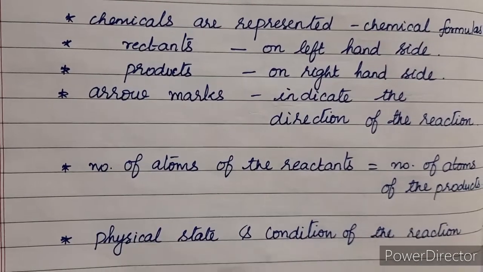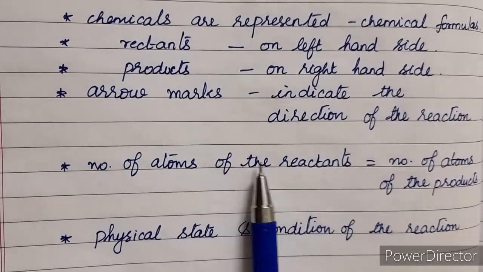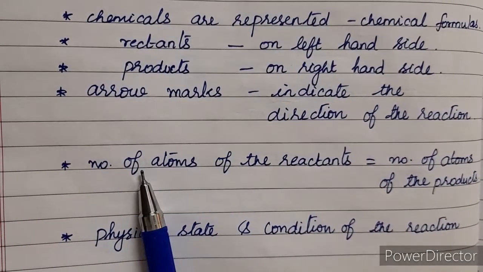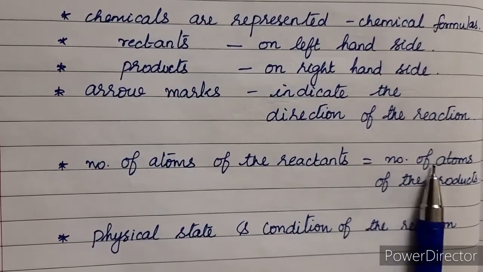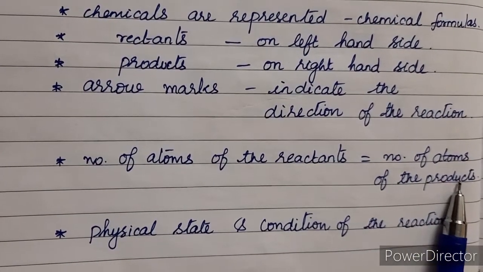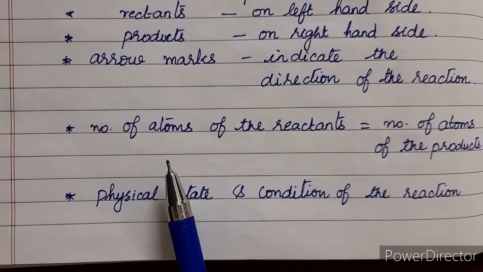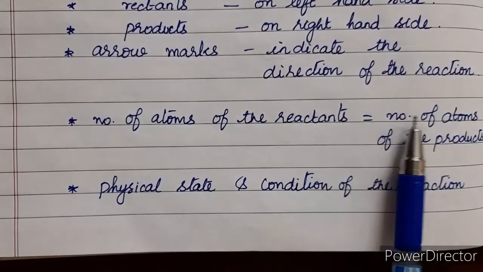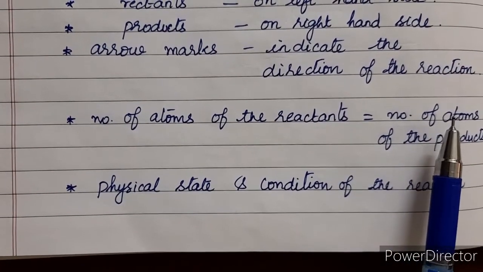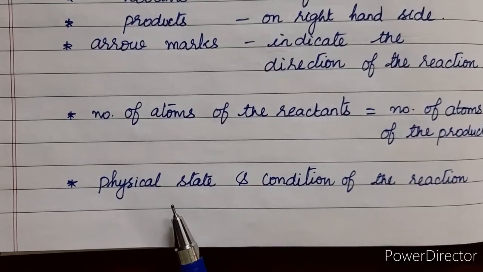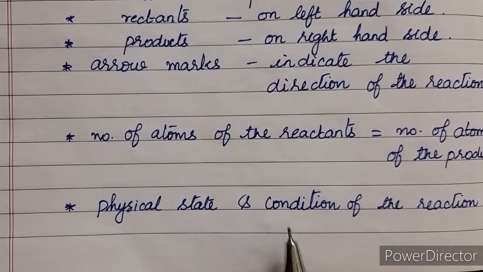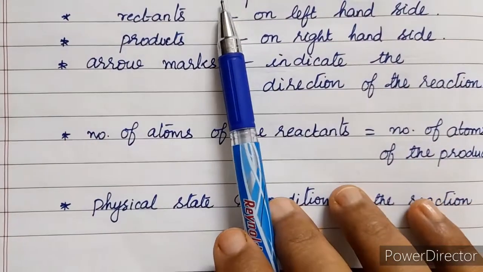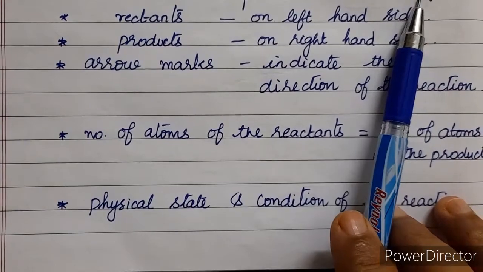Now in a chemical reaction, the number of atoms of the reactants, that is the number of atoms present in the reacting molecules, should be equal to the number of atoms in the product. By the law of conservation of mass, the number of atoms of the reactant should be equal to the number of atoms of the product. Also, the physical state and the condition of the reaction should be mentioned.